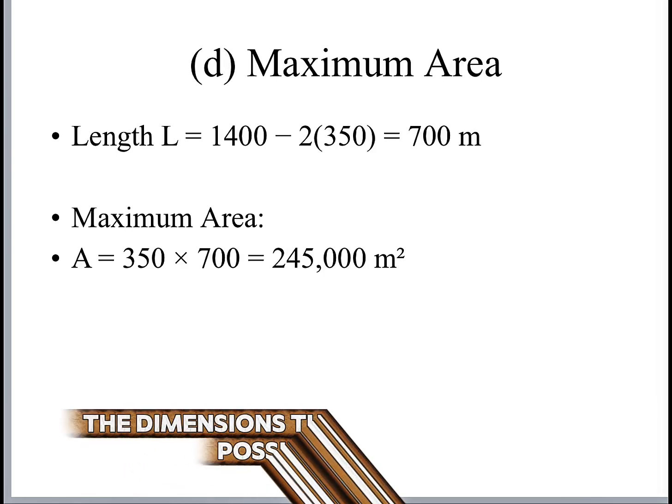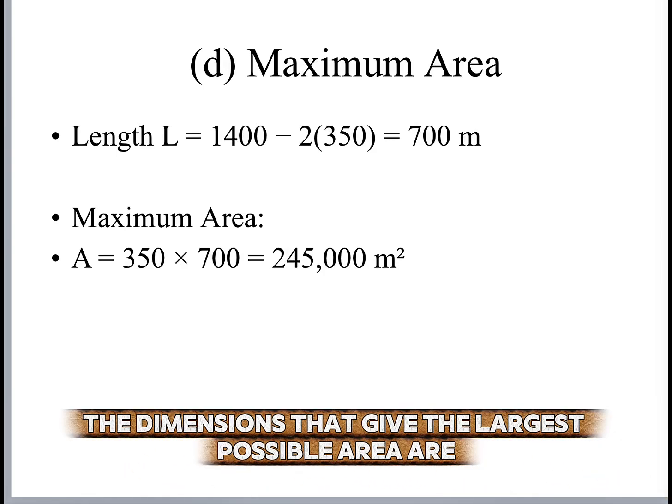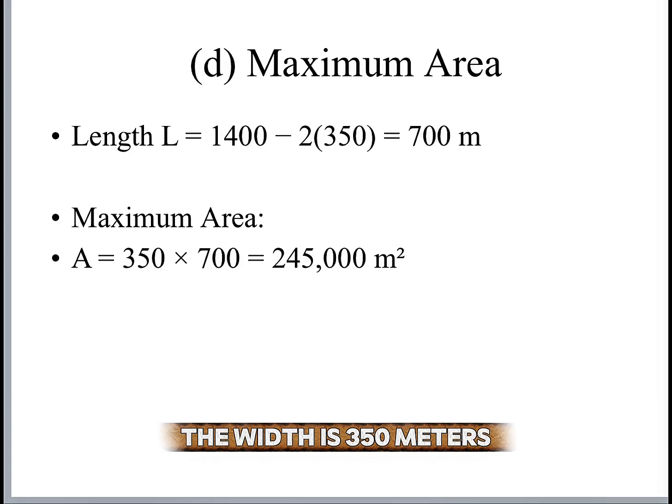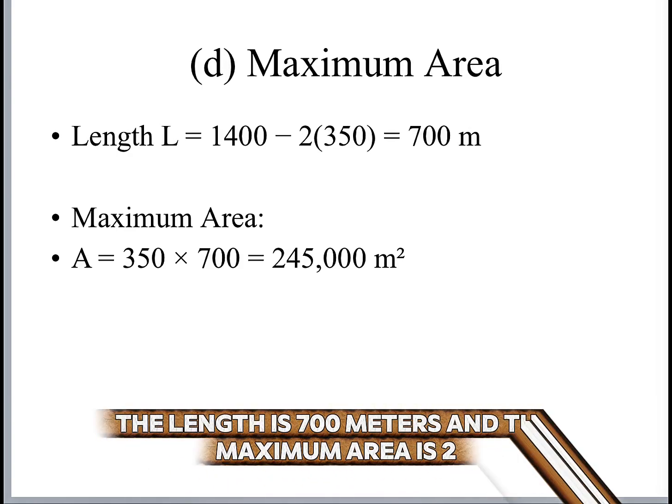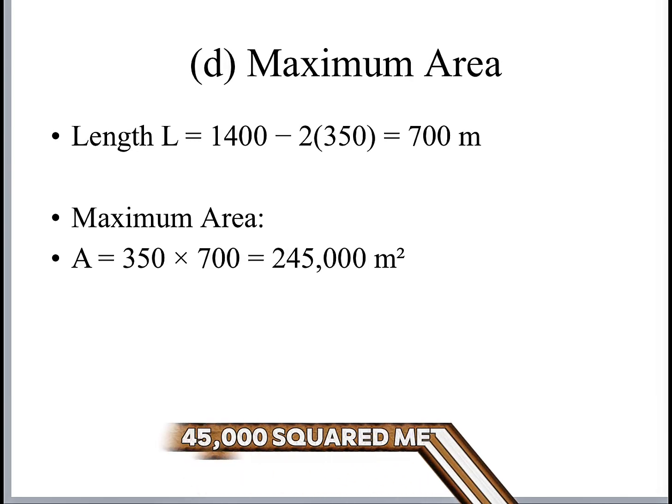So the dimensions that give the largest possible area are: the width is 350 meters, the length is 700 meters, and the maximum area is 245,000 square meters.